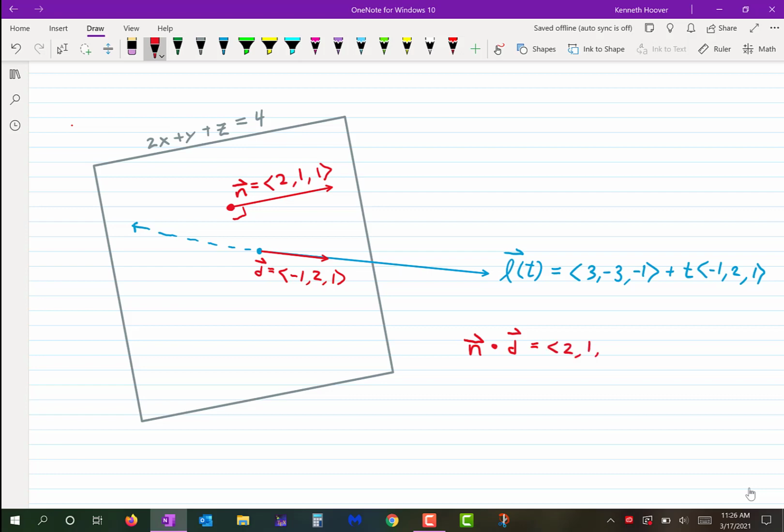(2, 1, 1) dot (-1, 2, 1). Dot product is always a lot easier to calculate than cross product, so I like the dot product. That's going to be -2 plus 2 plus 1, so it equals 1, which means it is not 0, which means that D is not orthogonal to N, which means that that line is not parallel to the plane and it is not on the plane, and therefore it must puncture the plane. So that's how I know the line punctures the plane. Okay?